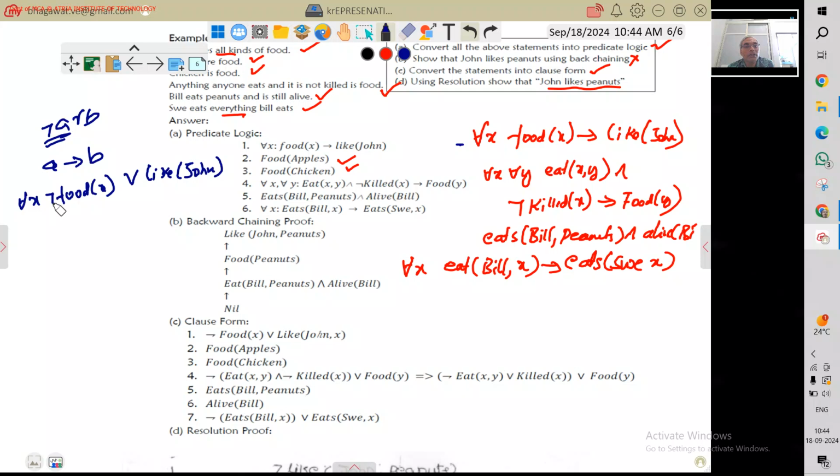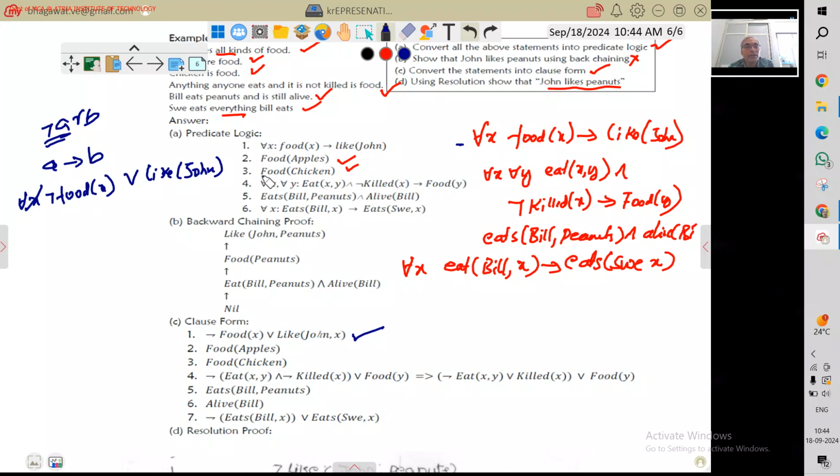Second step, move all the negation to individual terms. Already it is in the individual term. Third one, standardize the variable. Now only one x is there, so we don't need that particular step. Move all quantifiers to the left-hand side. Eliminate existential quantifier, but we don't have any existential quantifier, so that step is gone. Next, remove all the universal quantifiers. So if you remove all these, you are going to get negation food of x or John likes x. This is the result after converting into clause form.